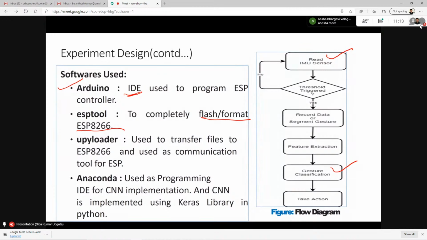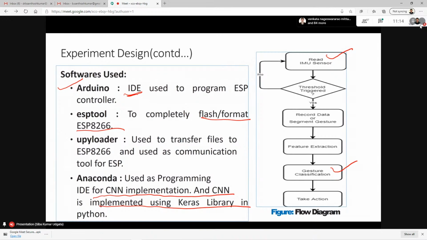Anaconda is a programming environment for CNN implementation. If you want to use CNN implementation, there is the Keras library in Python, under the Anaconda environment. People who are using Python should be knowing it. If you have not used Python or Anaconda, don't worry. Just install Python and learn what Keras and Anaconda are. Under Anaconda, the CNN implementation modules are there actually. That's what I'm trying to say.